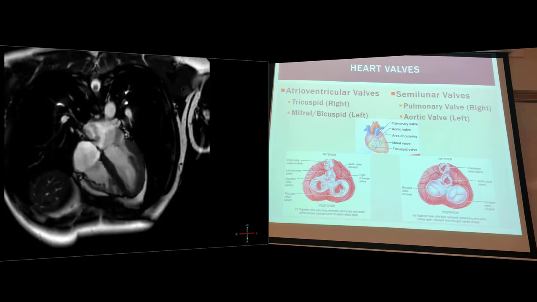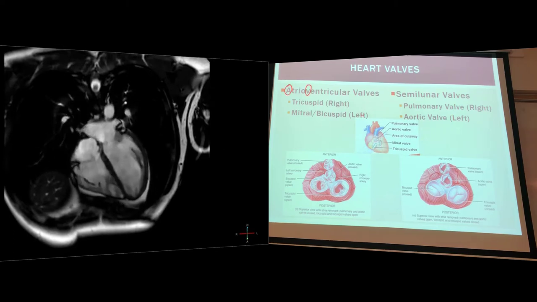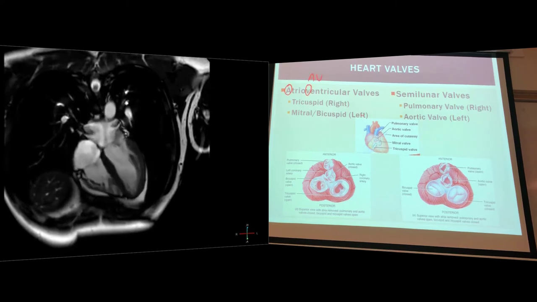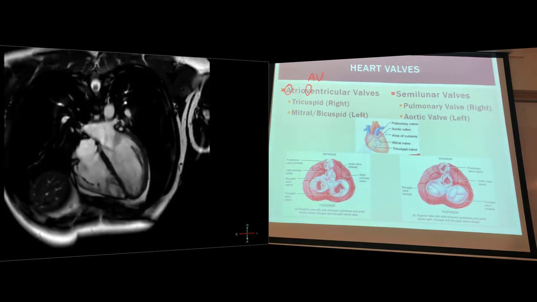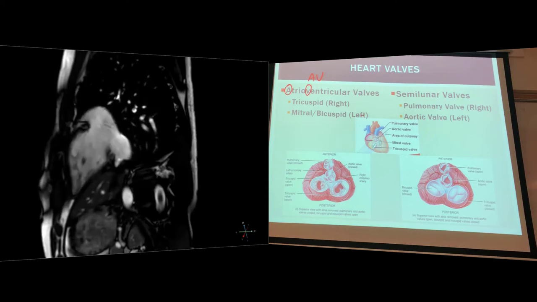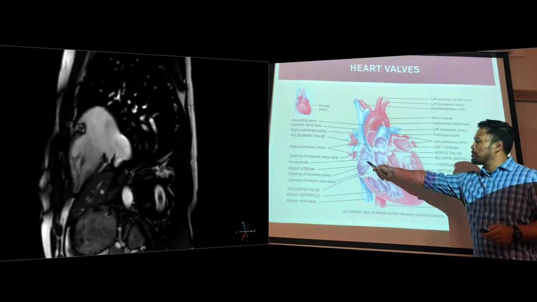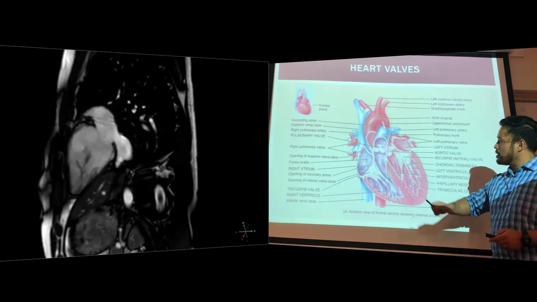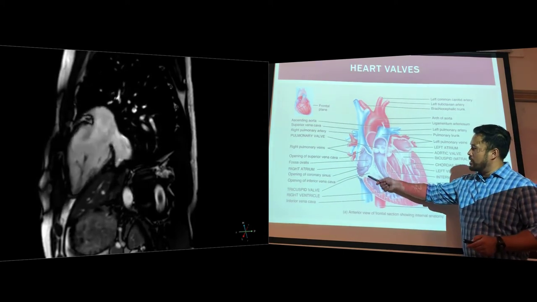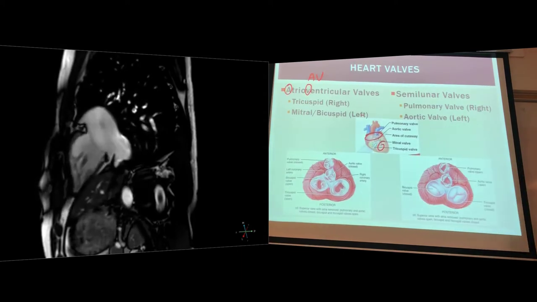So the first that we're going to discuss are the atrioventricular valves, also known as AV valves. I'll be calling them AV valves for short. And these are going to be the valves in between the atria and the ventricles. So while we see them at the top over here, you can see these are the atria, here are the ventricles. We're going to see that on the next slide over. Right atrium, right ventricle, and here you can see our AV valve.